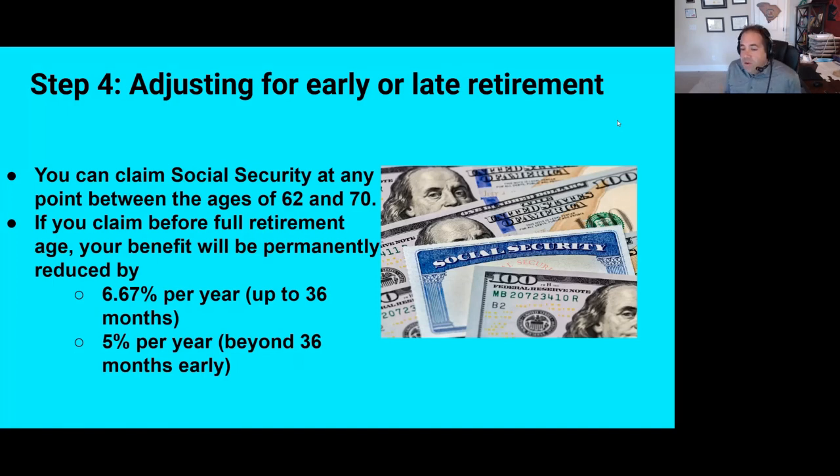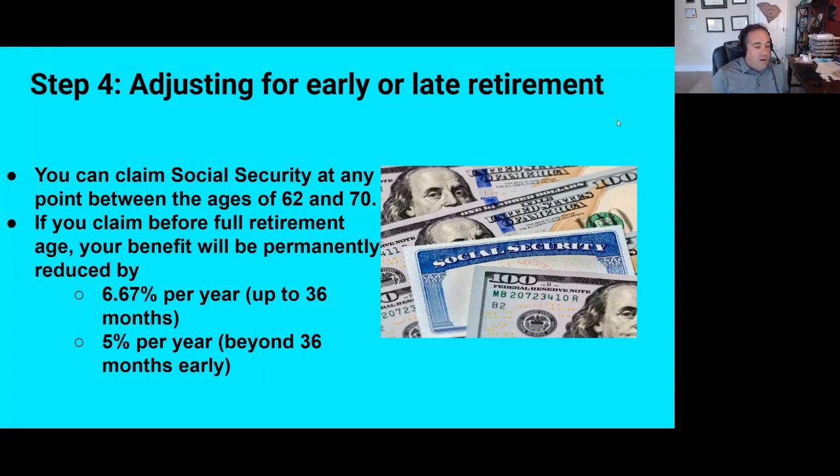If you claim before you reach full retirement age, your benefit will be permanently reduced at these rates. That's 6 2/3% per year, up to 36 months or 3 years before full retirement age, and at a rate of 5% per year beyond 36 months early, or as early as age 62. So the net effect of that, if your full retirement age is 67, which it is if you were born after 1960, is that your benefit can be reduced by as much as 30% permanently for claiming early.